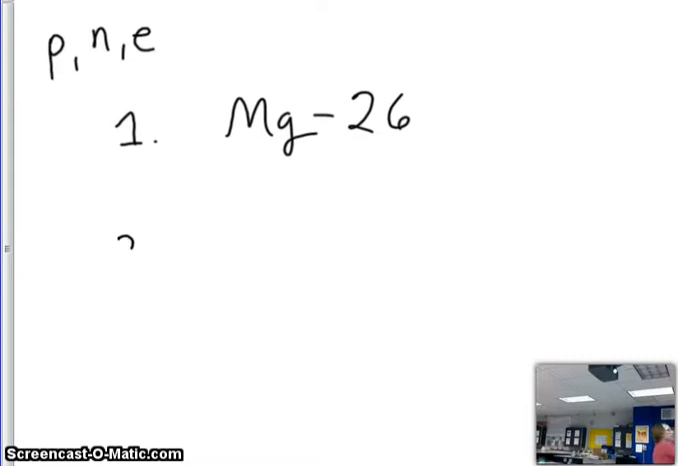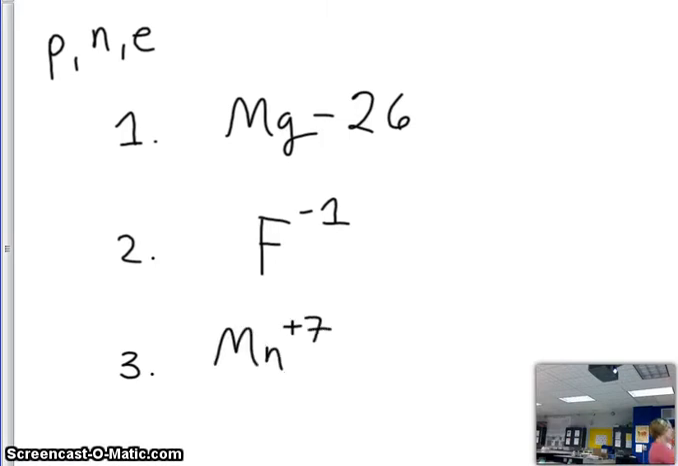Okay? So I want you to do a few. I just want you to tell me the protons, neutrons, and electrons in these 3 things. Number 1, magnesium, let's say 26. Protons, neutrons, and electrons. Number 2, how about a fluoride ion? Fluoride ions are what you need to prevent tooth decay. Fluoride is added to our water, and it's in toothpaste. So that's fluoride ions. And how about some manganese? How about some manganese plus 7 ions? Those are a fun one. Mn plus 7. So please, on a separate sheet of paper, protons, neutrons, and electrons in each one.